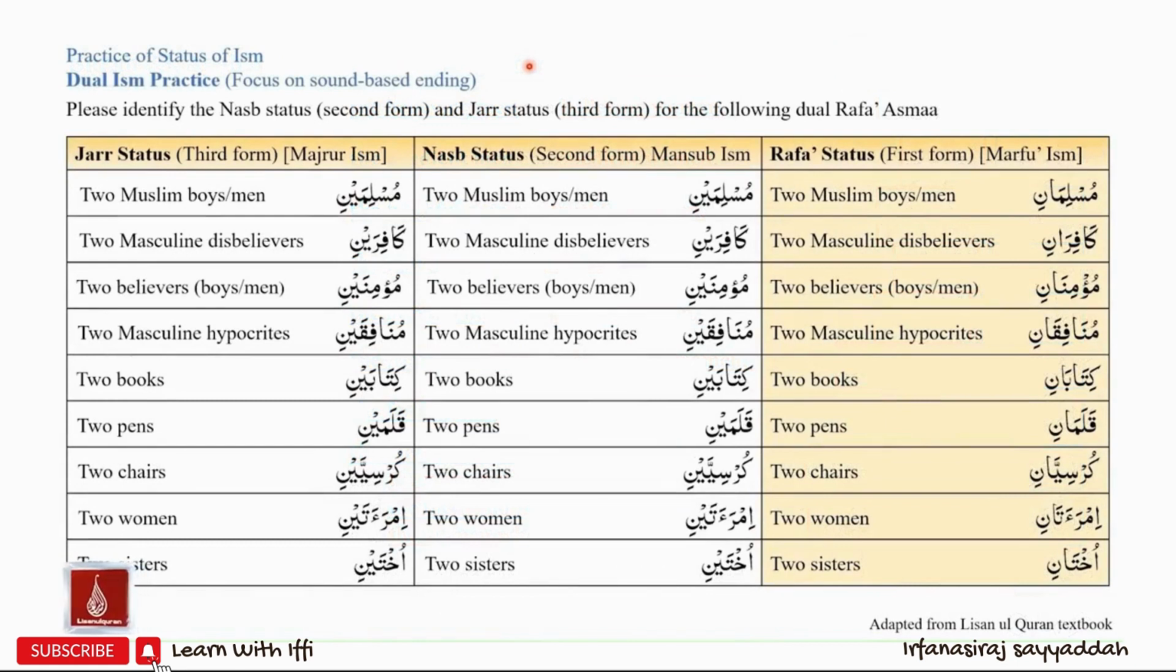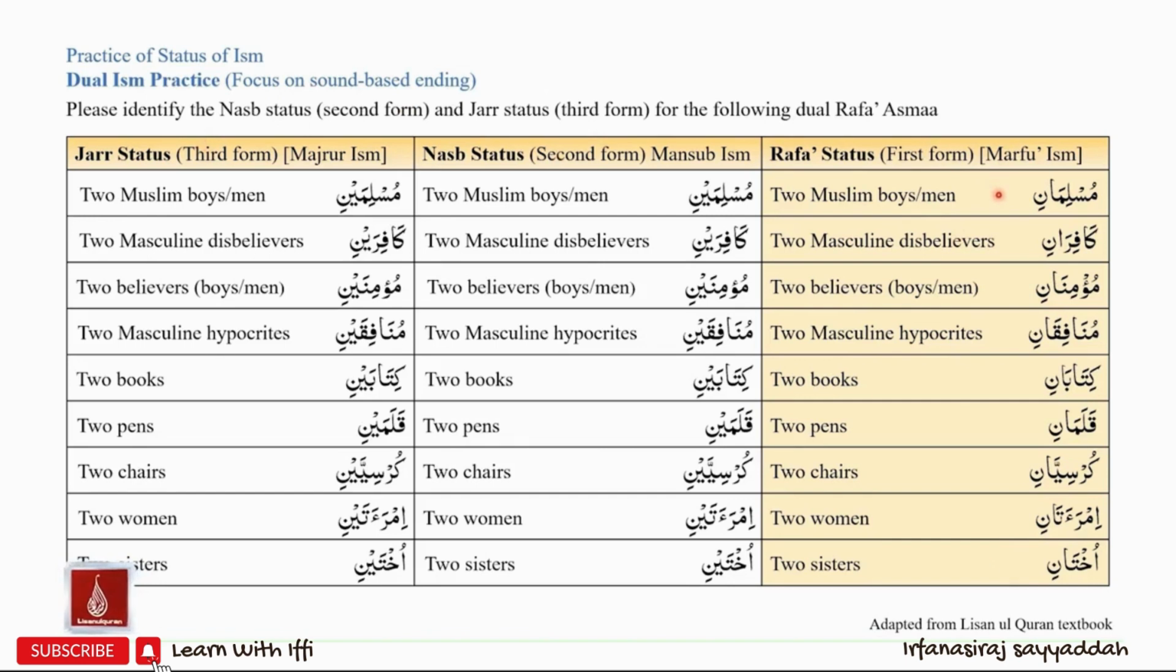We will now do some practice of the status of ism. We will start with the practice of dual asma. Please note that for dual asma, we have to focus on the ending sound. The ending sound will be Aani ending sound for Rafa status and Aini ending sound for Nasab and Jarr status. For the following asma in the Rafa status, we will try to find the Nasab and the Jarr status.